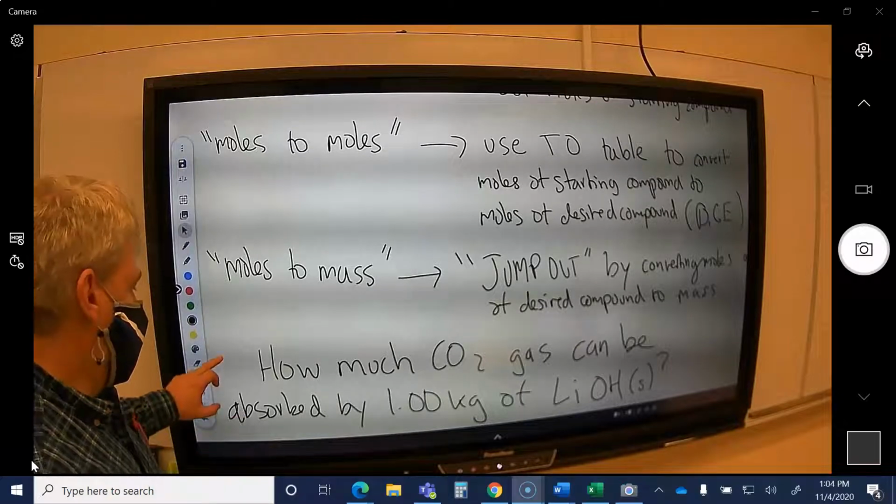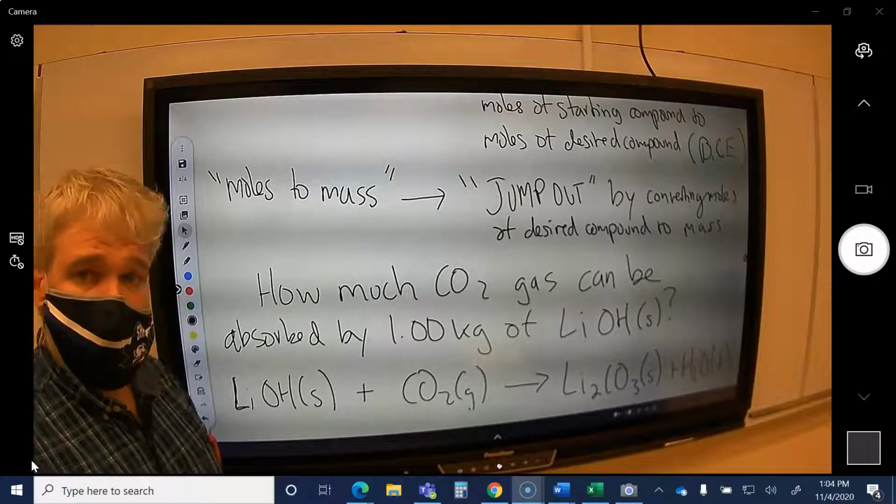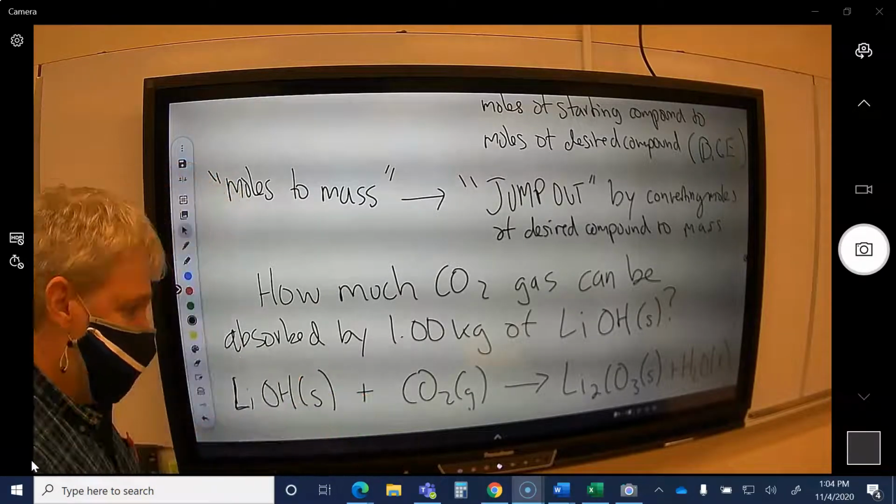So the first thing we need to do is write down the chemical equation and see if it's balanced. So pause the video and take a second and balance that equation. It's good practice.